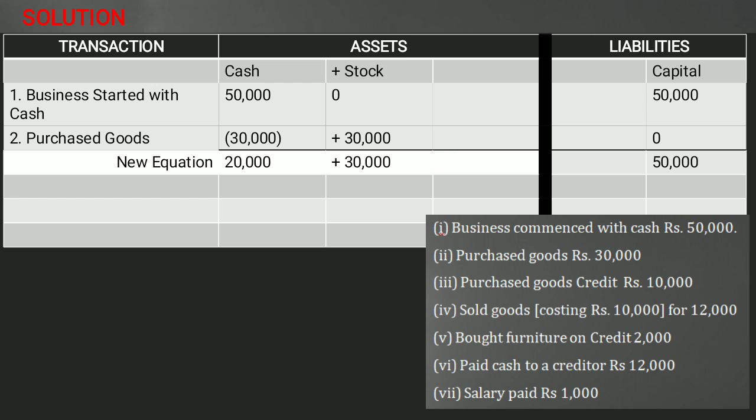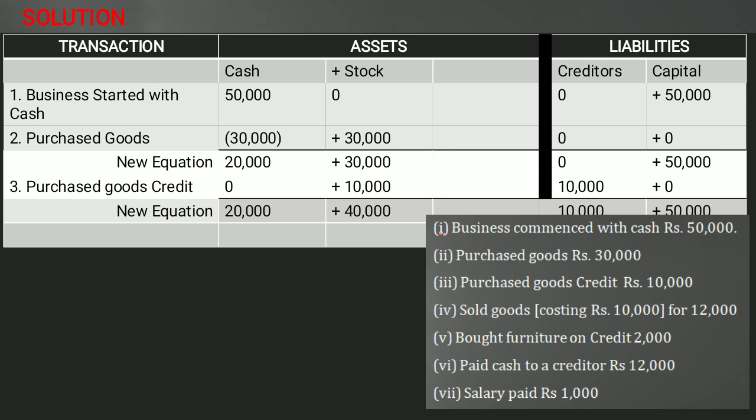So let's check the third transaction, how we have to write it. We have to write it just after the new equation, in the same segment. First transaction done, second transaction done, then after we have calculated the new equation, we have to write the third transaction, that is, purchased goods on credit.